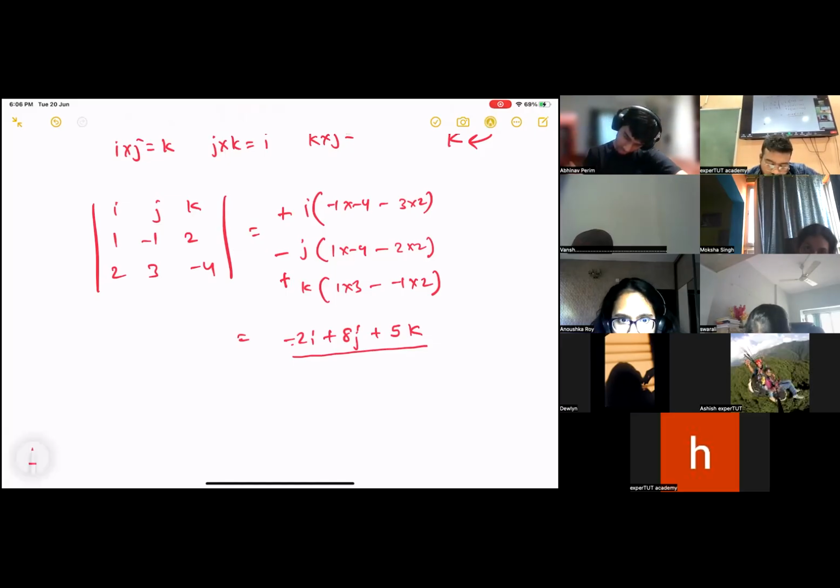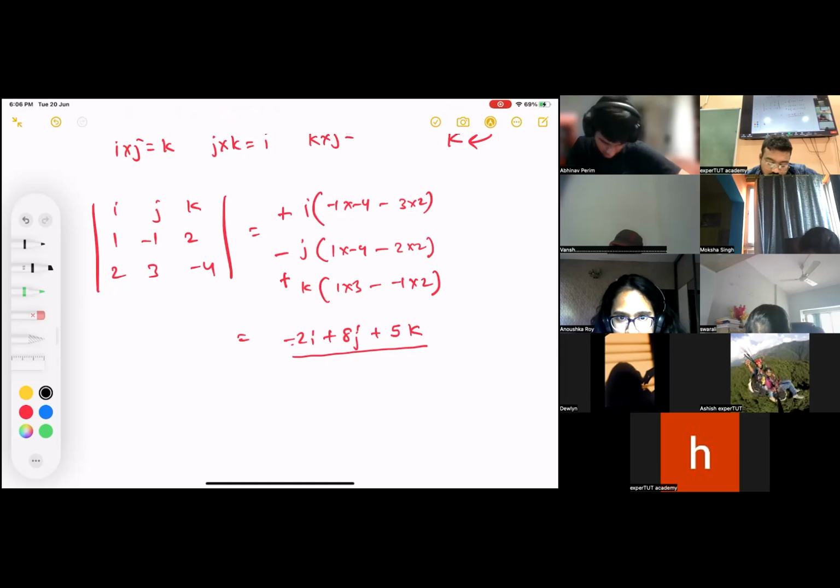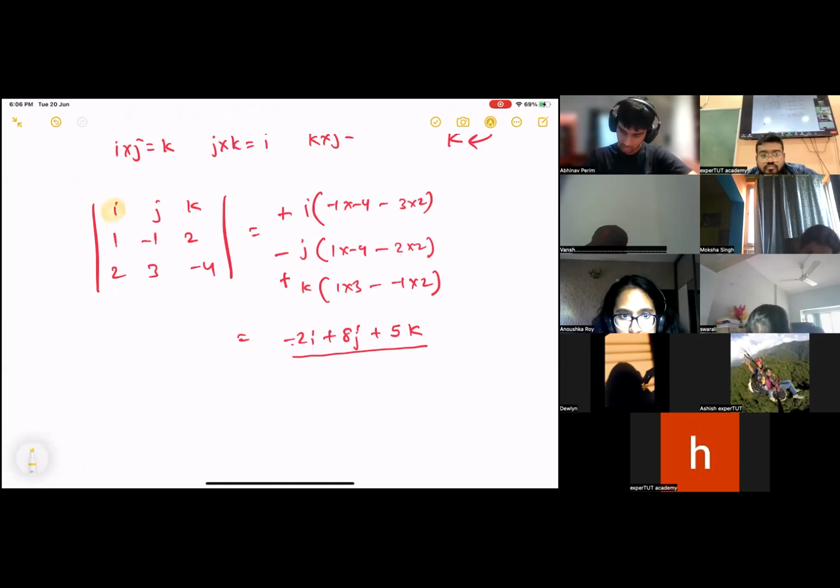See, when you are writing i cap, you have to hide its row completely, and hide its column also. Then what do you have? Minus 1, 2, 3 and minus 4. Multiply it like this and like this. So minus 1 into minus 4 minus of 3 into 2. So multiply these two and subtract them.